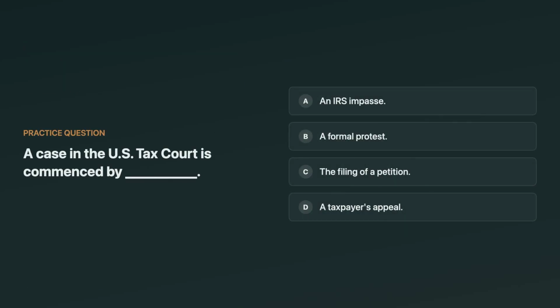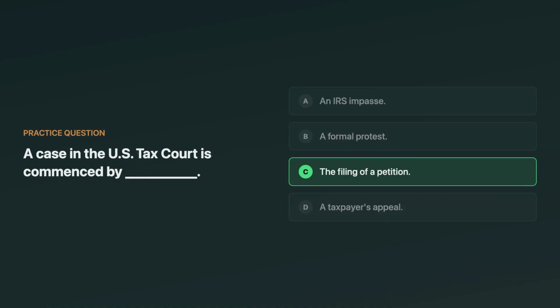A case in the U.S. tax court is commenced by what action? The options include an IRS impasse, a formal protest, the filing of a petition, or a taxpayer's appeal. This is testing the exact trigger that starts the tax court case. Think about it.